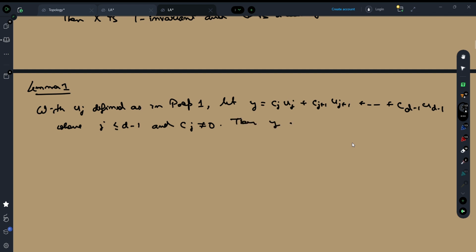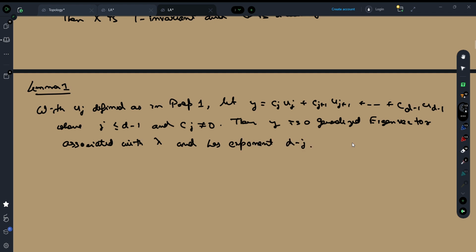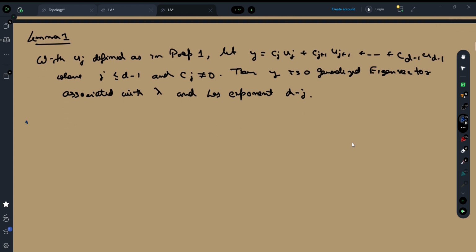Then y is a generalized eigenvector associated with the same eigenvalue lambda and has exponent d minus j. Okay, so let's check the proof of it, and after proving this, we will prove proposition 1 as well.